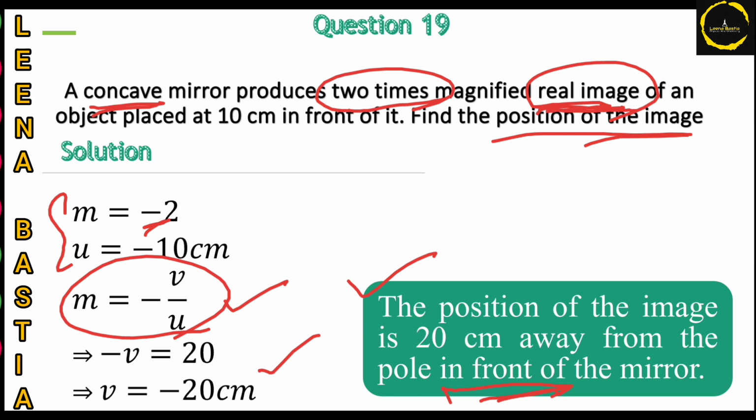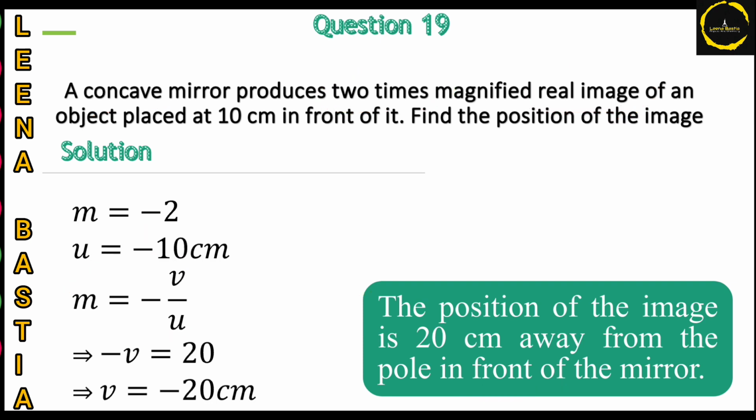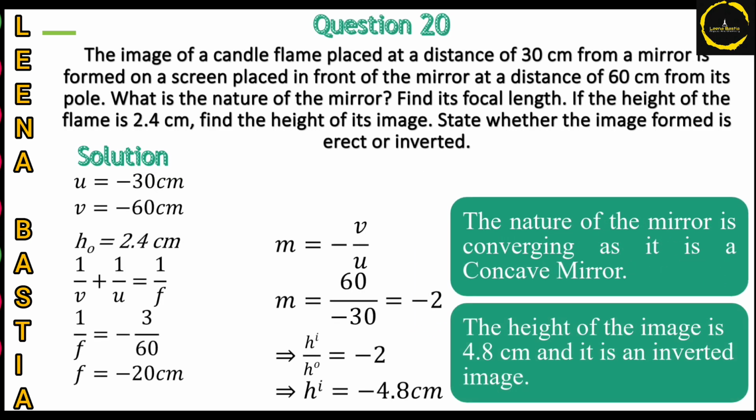I hope again, children, you are quite clear. Let us move on to the last question of this video, that is question number 20. The image of a candle flame placed at a distance of 30 centimeter from a mirror is formed on a screen placed in front of the mirror at a distance of 60 centimeter from its pole.